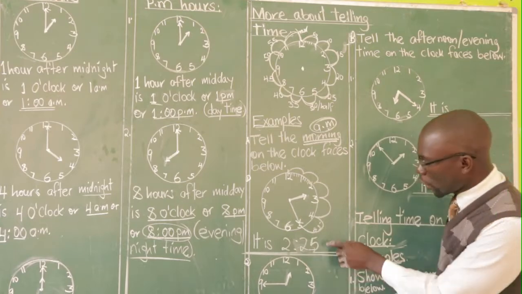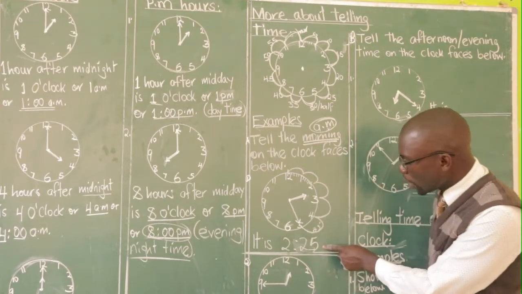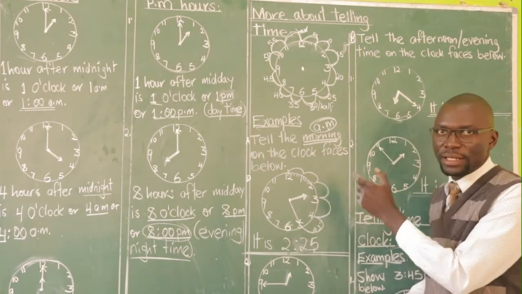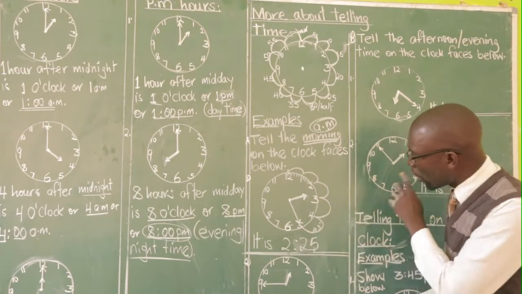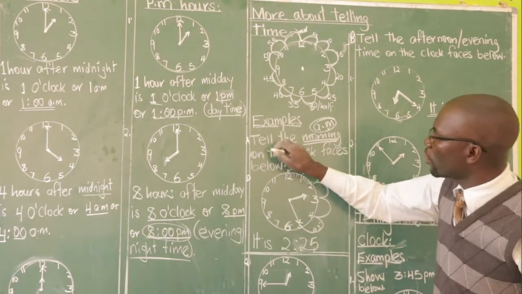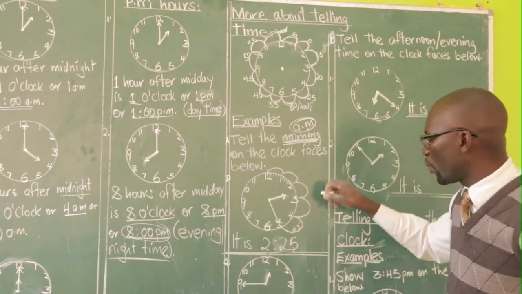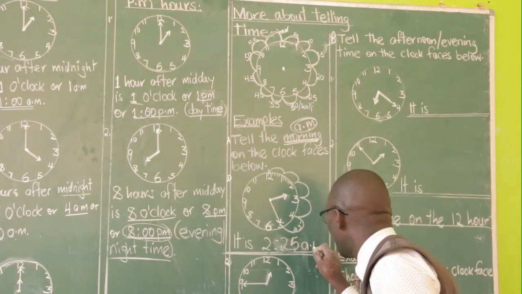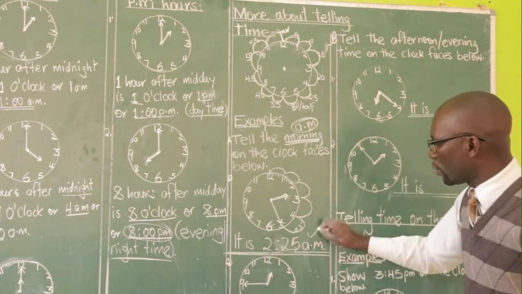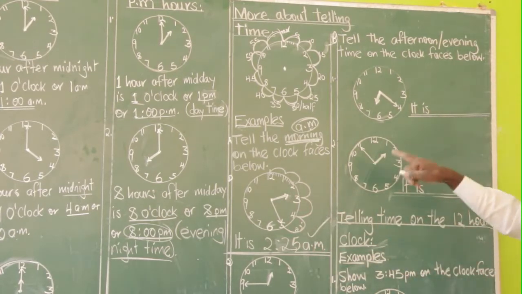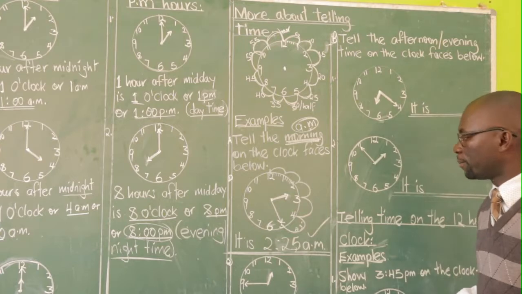But what are we going to put here? We don't need to put o'clock, because when you put o'clock, it is not going to specify whether it is evening or morning or afternoon. So we come back to our question: tell the morning time. And morning will match with AM. And that one, you'll get your tick.